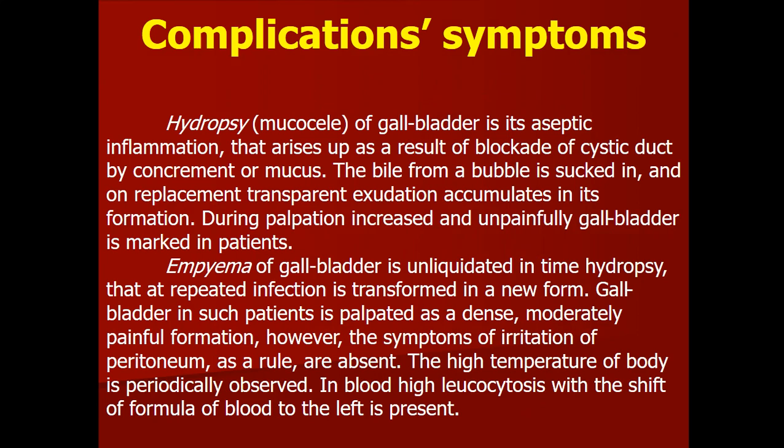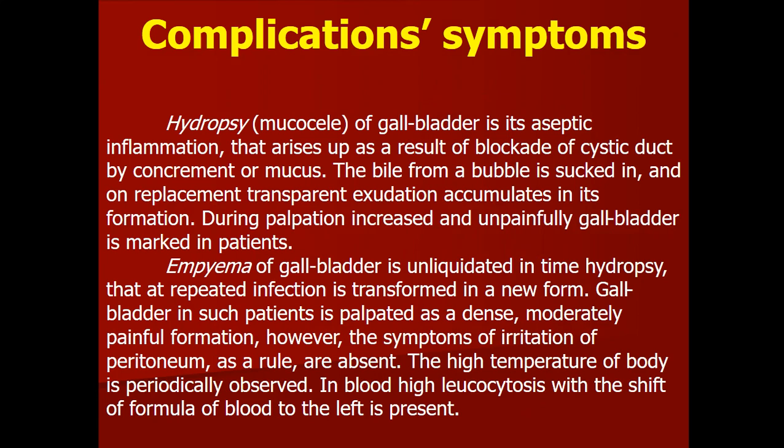Complications symptoms. Hydrops or mucocele of the gallbladder is its aseptic inflammation that arises as a result of blockade of the cystic duct by a concrement or mucus. The bile from the bladder is absorbed and in its place, transparent exudate accumulates in its cavity. Increased palpation and a painless gallbladder is marked in all patients.